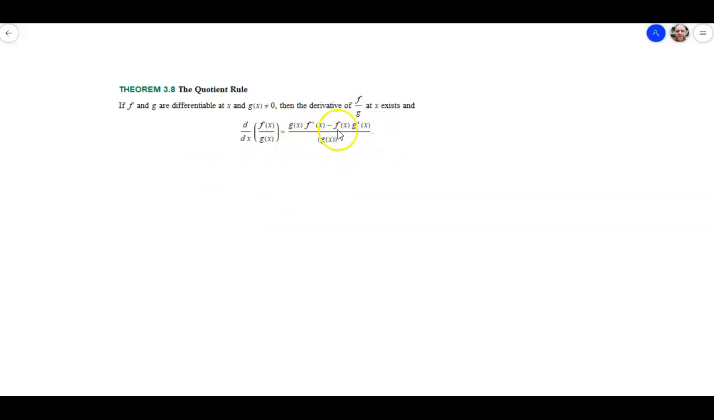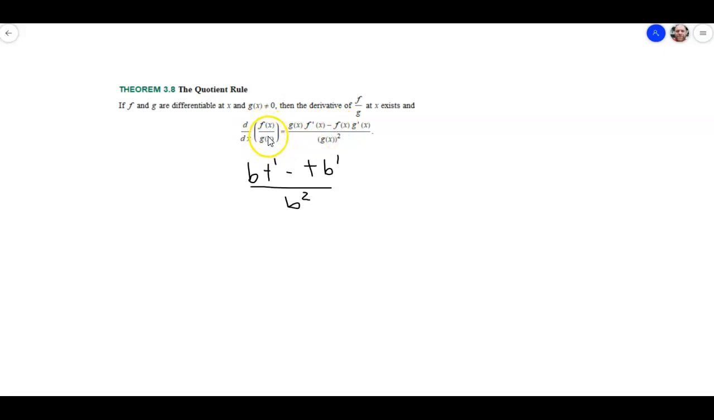So we need to know how to do this. My shorthand for this is the bottom times the derivative of the top, minus (notice there's a minus there) the top times the derivative of the bottom, all over the bottom squared. This is how I write it, and unlike the last rule, this one is pretty much in the same form as this one here.